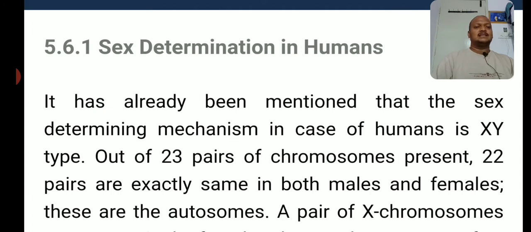males and females. These are autosomes. So out of 23 pairs of chromosomes present, 22 pairs are exactly the same in both males and females. Whatever the 22 pairs of chromosomes are, those 22 pairs in both males and females are also the same. So autosomes are the same. And these are the autosomes.